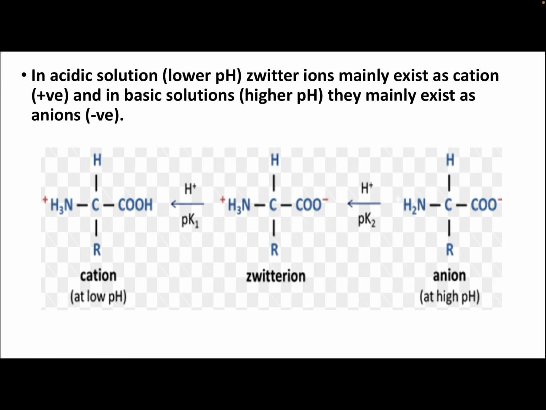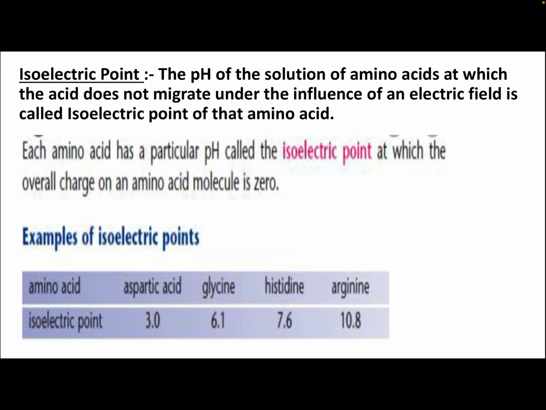In acidic solution, you know that pH is from 7 to 0, that is at lower pH, the zwitterion mainly exists as a cation. Cation means positively charged ion. In basic solution, that means from 7 to 14, higher pH, they mainly exist as an anion, meaning negative ion. So at higher pH they exist as anions, and at lower pH as cations. Cation means positively charged, anion means negatively charged. So the zwitterion acts as anion and cation at different pH.